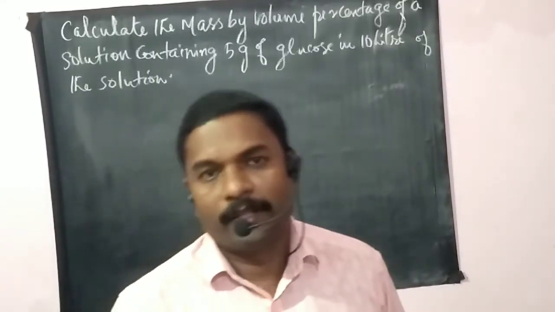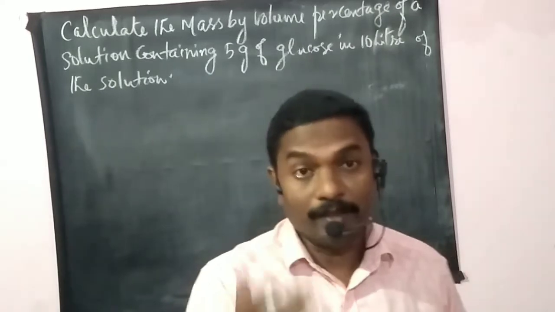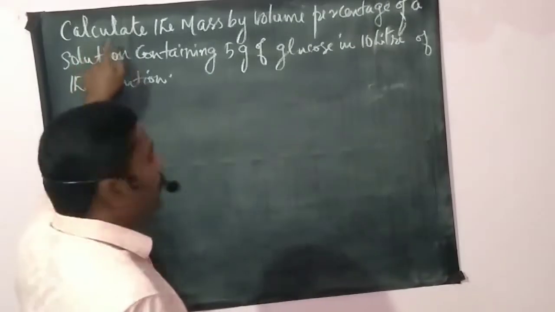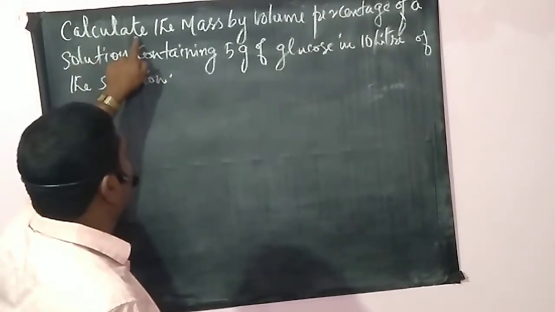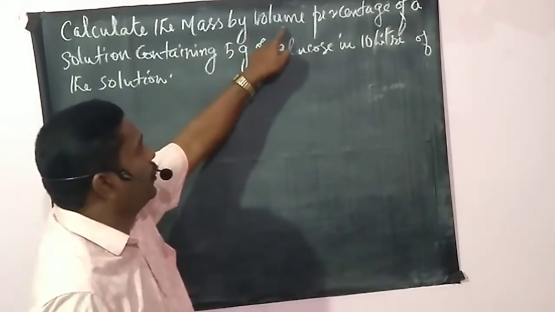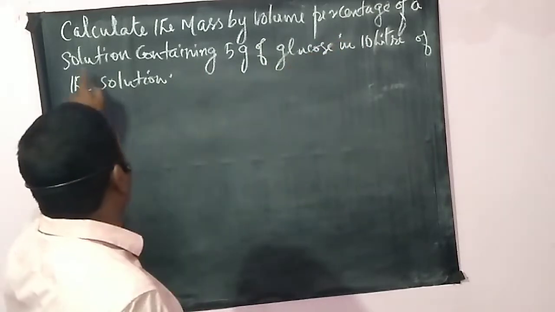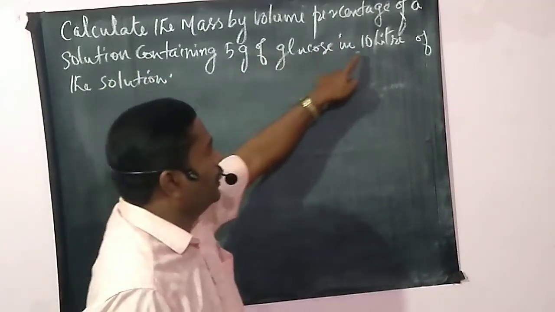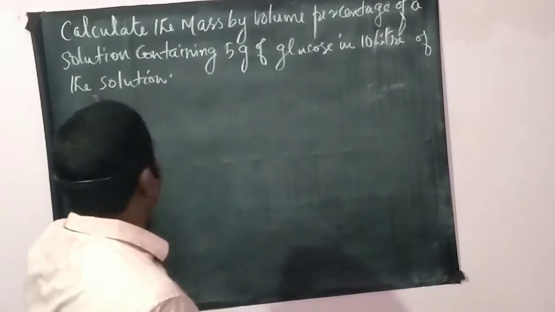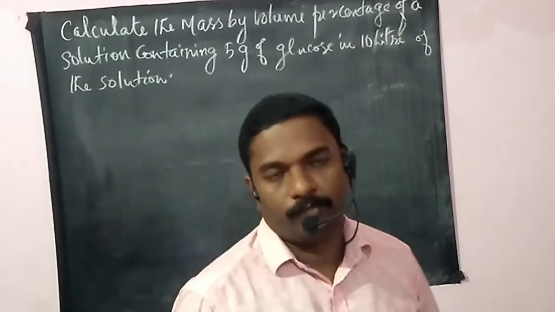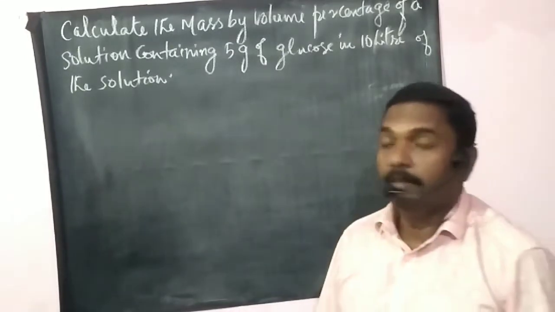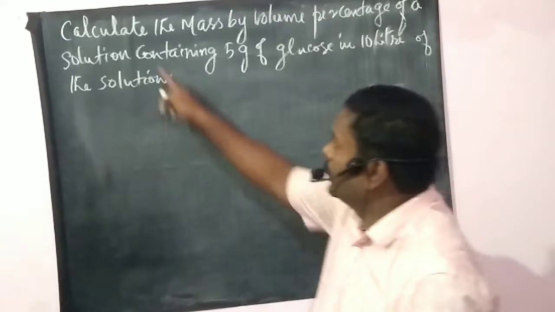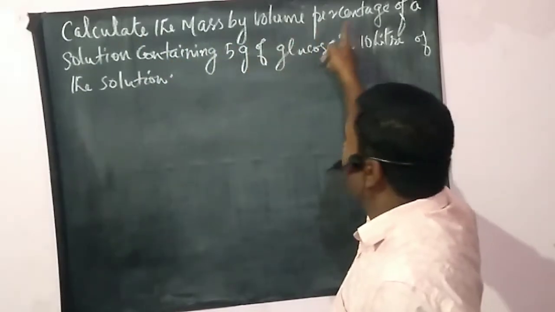Okay, then let us do another problem. Copy the question. Calculate the mass by volume percentage of a solution containing 5 gram of glucose in 10 liter of the solution. Here we are asking to calculate the mass by volume percentage.